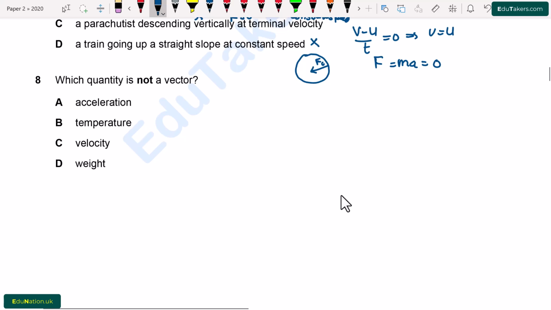Question number 8. Which quantity is not a vector? So which one of these is not a vector? Option A. Acceleration. B. Temperature. C. Velocity. D. Weight. So acceleration is the vector quantity. Temperature is not a vector quantity. So this option is correct. Also the velocity and weight is a vector quantity.